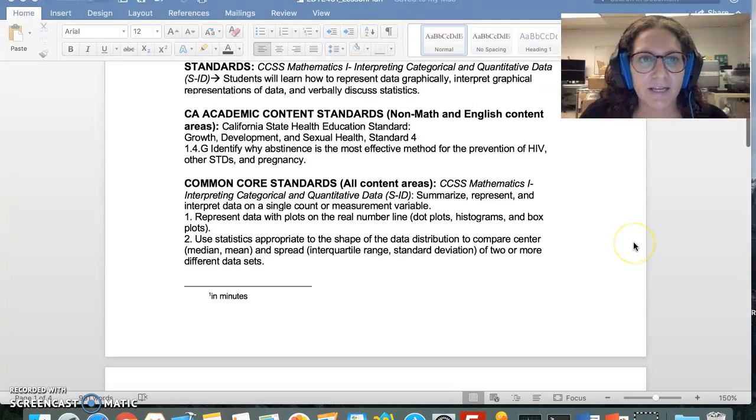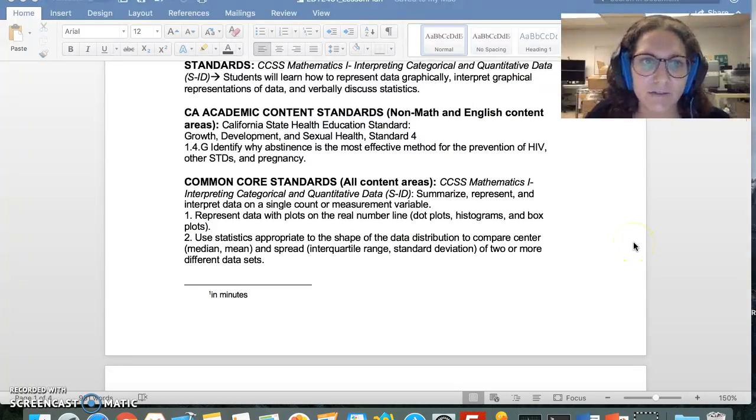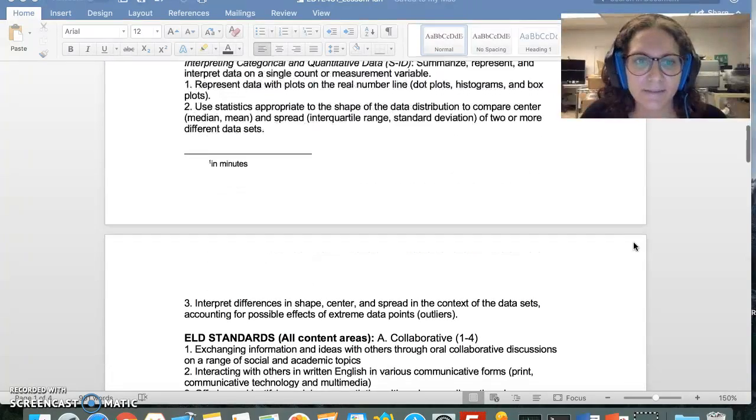I'm also going to be hitting the health standard 1.4G, which is identifying why abstinence is the most effective method for the prevention of HIV and other STDs and pregnancy. Now, I'm not going to talk about pregnancy in this lesson, but this is the standard that applies.